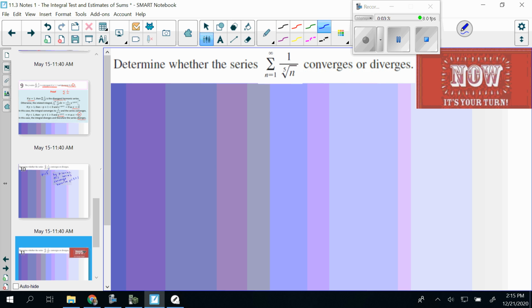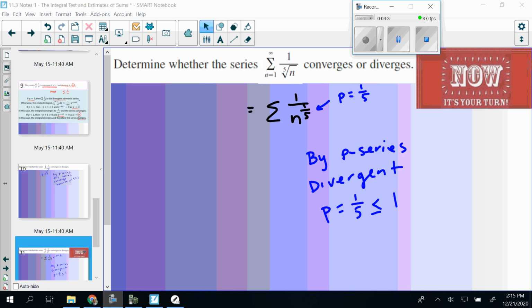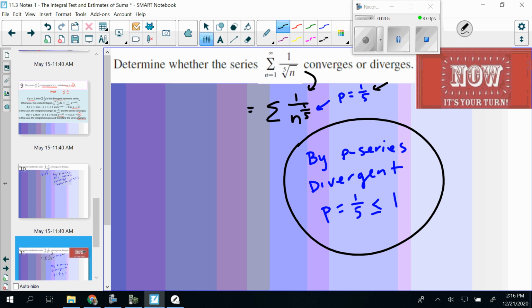All right, let's have you pause the video and try this one out on your own and see what you get. All right, hopefully you tried it here. This one you're going to probably want to rewrite or think of the 5th root, that's the same as 1 over n to the 1/5 power. So our p here is 1/5. Well, we know by p series, if your power is less than 1, that's going to be divergent. So we know by p series, this one should be divergent. 1/5 is less than or equal to 1. Anytime that happens, you have a divergent series.